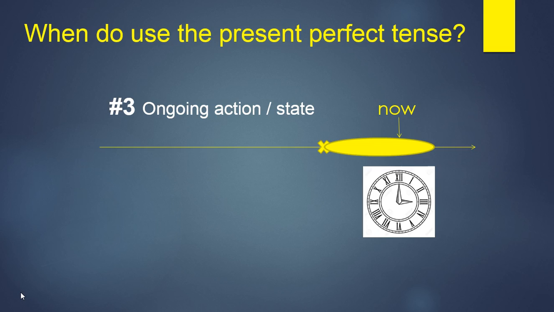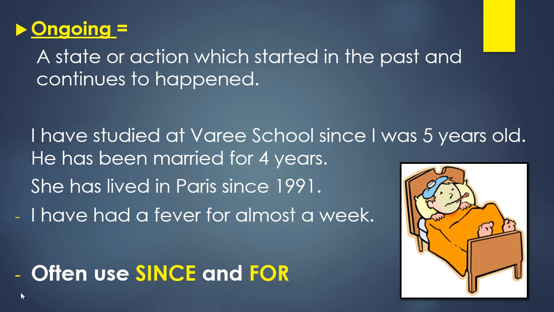And we use the present perfect tense also for ongoing actions and states. So ongoing, a state or action which started in the past and continues to happen. I've studied at various schools since I was 5 years old, still studying, still there. He has been married for 4 years, still married. She has lived in Paris since 1991, still living in Paris. Okay, I've had a fever for almost a week. And we also often use these sentences with since and for to describe how long the ongoing action has occurred.